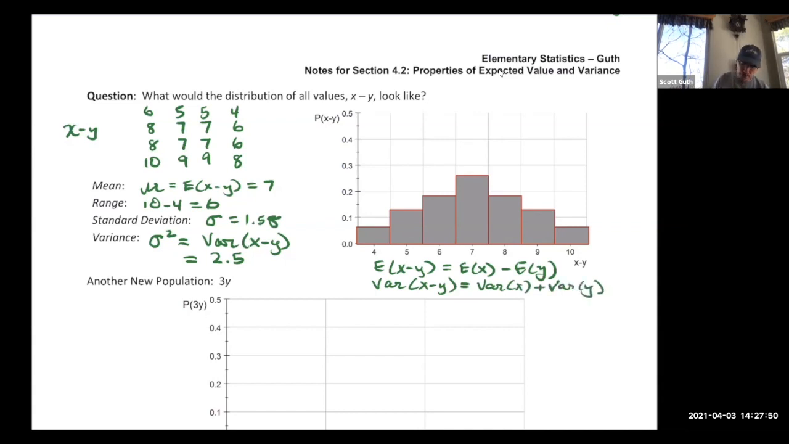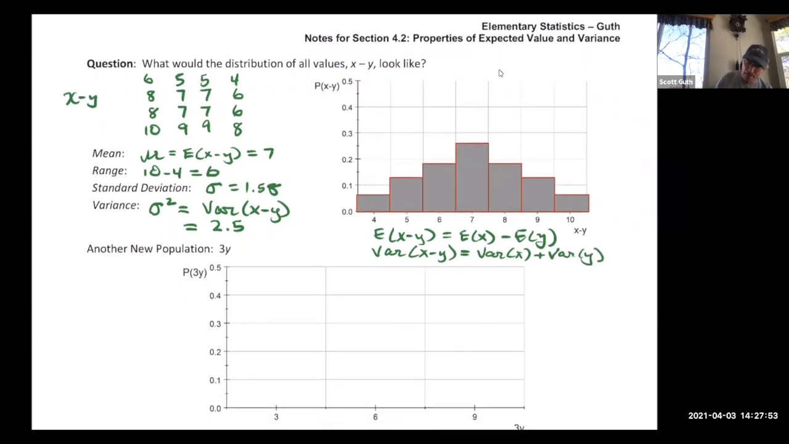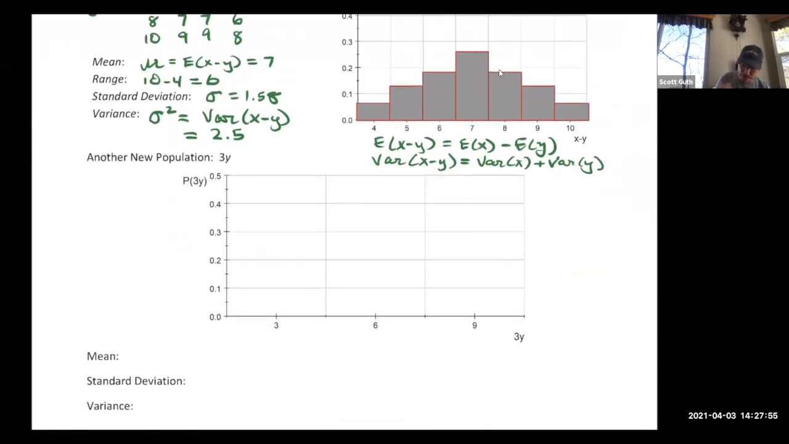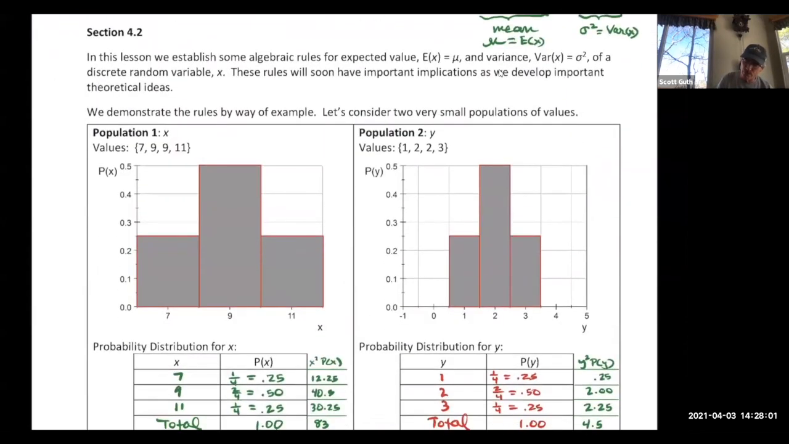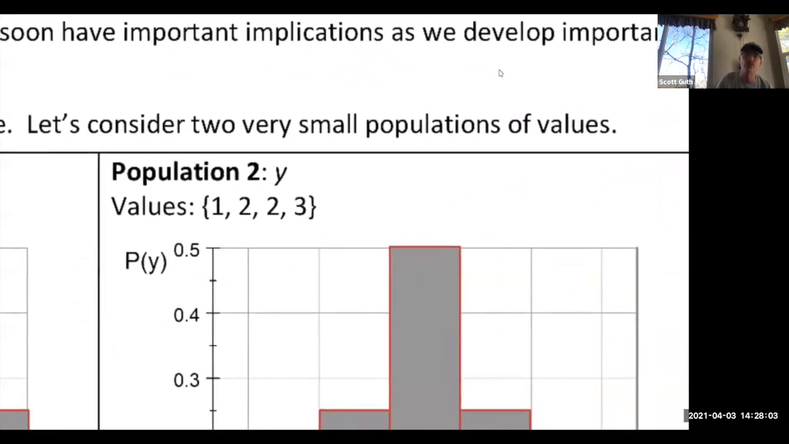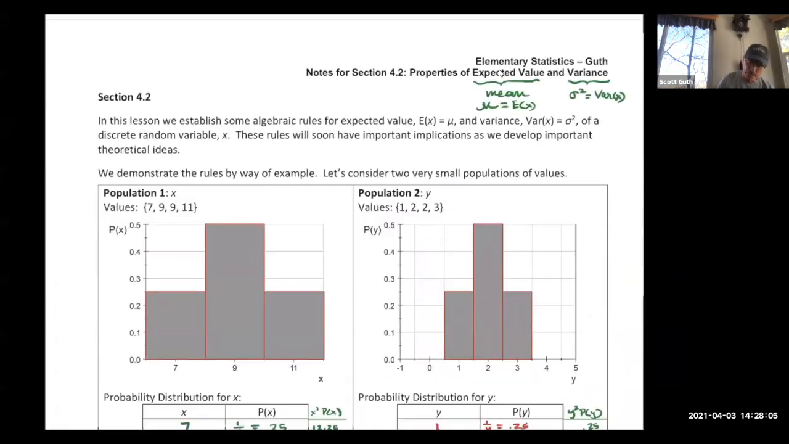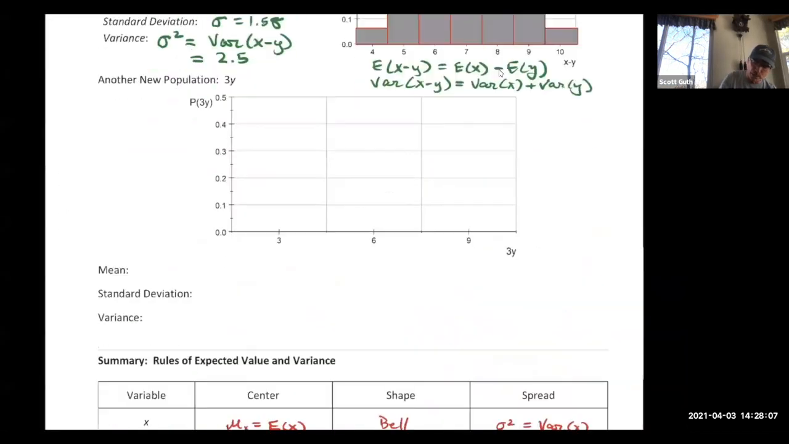All right, now real quickly, we want to see what happens when we multiply a variable by a value. So just as a reminder, y had the values 1, 2, 2, and 3. So 3y just means we multiply each y by 3.